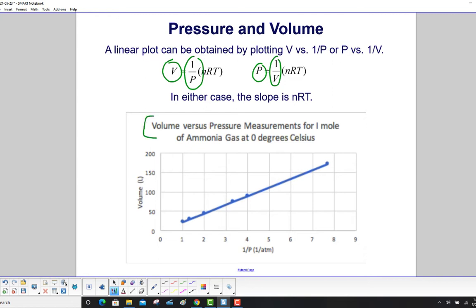So here's a volume versus pressure measurement, and that would be this one right here, right? The first one is typically your y-axis, so that's volume. And the slope of that line will be nRT. And look what we're plotting down here, 1 over P. This way we turn that curved line into a straight line.